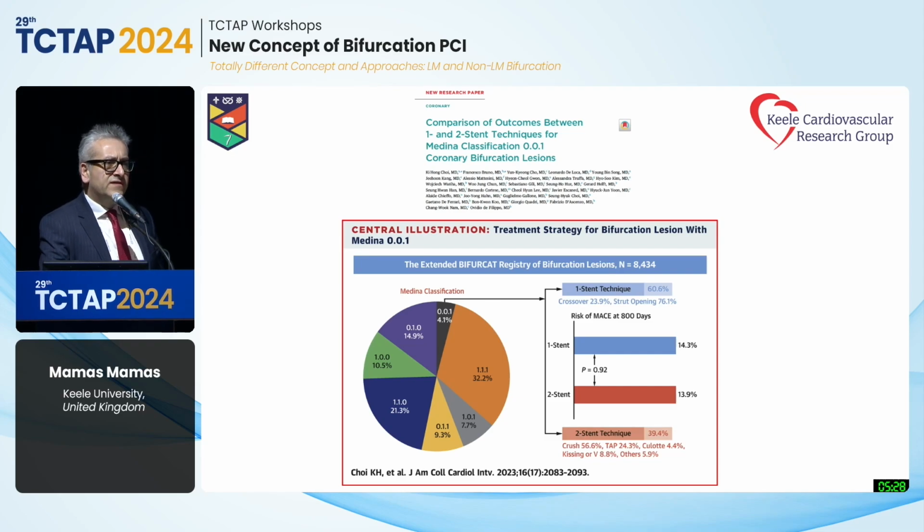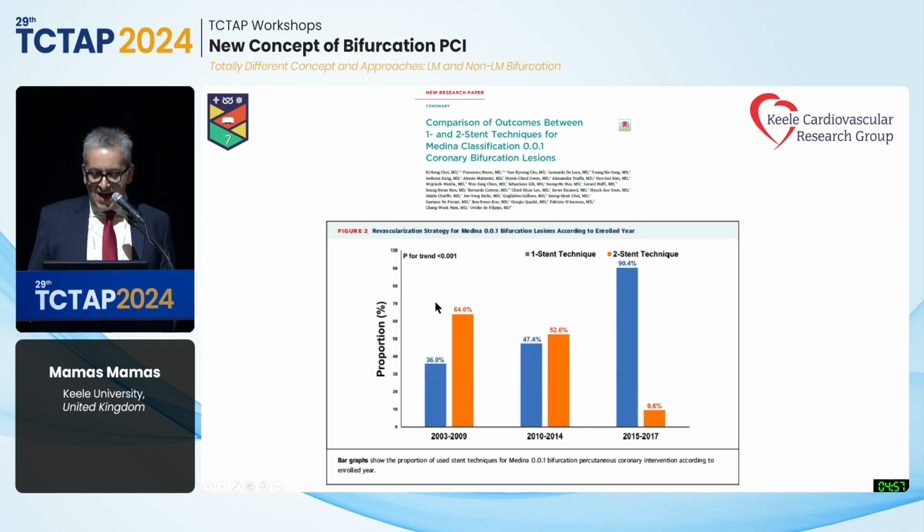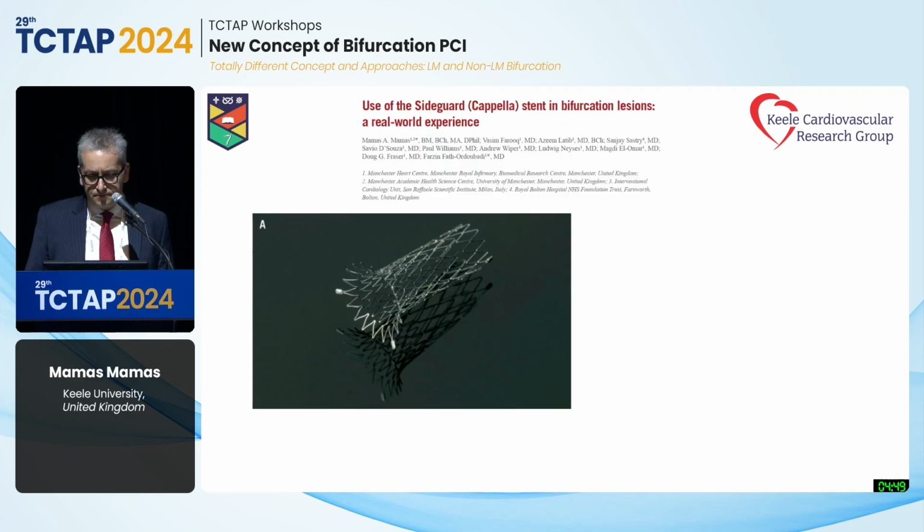Those sorts of considerations have driven many people to think, maybe we should be treating these side branch lesions with two stents, rather than trying to spot stent with a single stent. This is Korean data from the BIFURCAT registry of bifurcation lesions, purely looking at the isolated side branch lesions. You can see that there's no significant difference in MACE between a one and two-stent approach. And as time has progressed, we've moved away from a two-stent approach to a one-stent technique in this patient population.